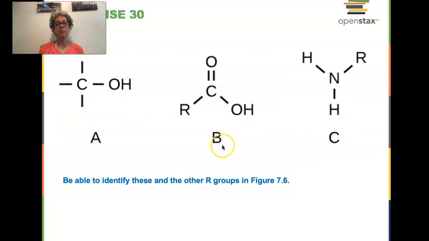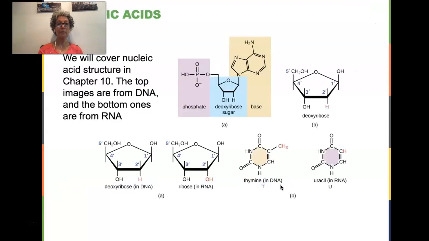There's 3 examples of R groups here. You should be able to identify the R groups. And there are also the others in figure 7.6 that had the red dots next to them. The slides without my face and narration are also available in your module, so if you need just to look at those without the distraction of my narration, you can definitely do that.